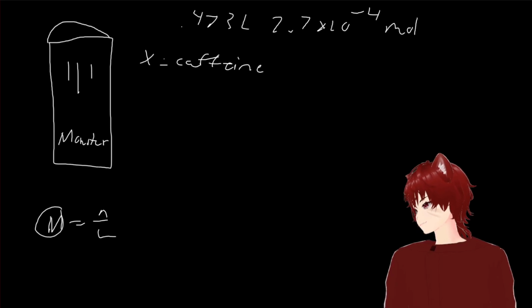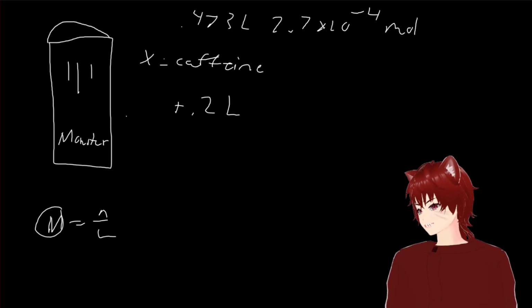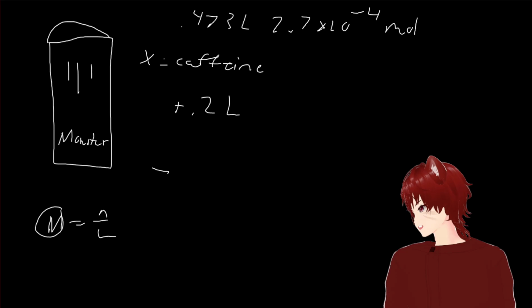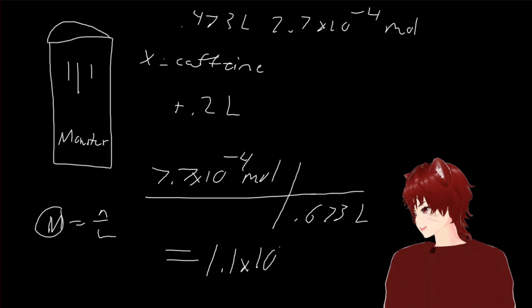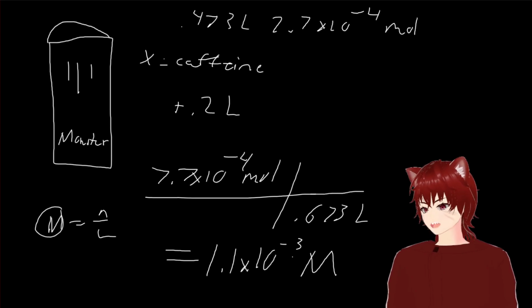Let's try another example to see what happens to the molarity when we add more solution. Let's say we're going to add 0.2 liters to this can. Maybe put it in another glass of water. So now we have our same number of moles divided by a now larger number of liters, which will come out to 1.1 times 10 to the negative third molar. This is a smaller number than what we had before because we have more solution but the same amount of moles, so it is more dilute.